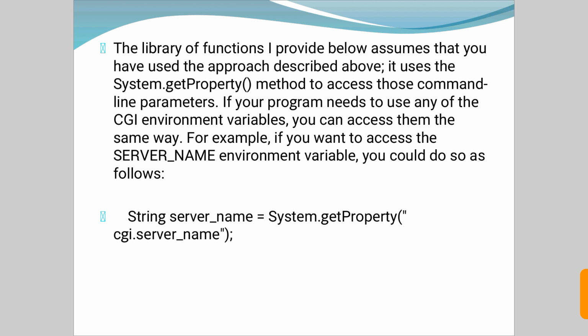The library of functions I provide below assumes that you use the approach described above. It uses the System.getProperty method to access those command line parameters. If your program needs to use any of the CGI environment variables, you can access them the same way. For example, if you want to access the server name environment variable, you could do as follows. That is, String serverName = System.getProperty("CGI.serverName").